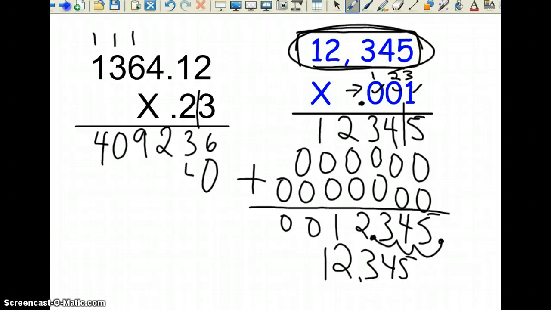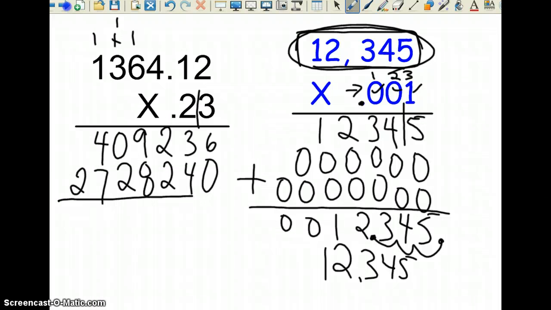2 times 2 is 4, 2 times 1 is 2, 2 times 4 is 8, 2 times 6 is 12. 2 times 3 is 6 plus 1 is 7, and 2 times 1 is 2. Put all these numbers there, and because it's multiplication, I add. 6 plus 0 is 6, 3 plus 4 is 7, 2 plus 2 is 4. 9 plus 8 is 17, so I carry that 1. 1 plus 2 is 3, 4 plus 7 is 11, and 1 plus 2 is 3.